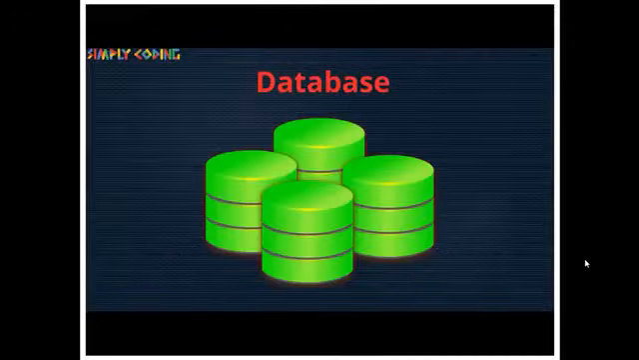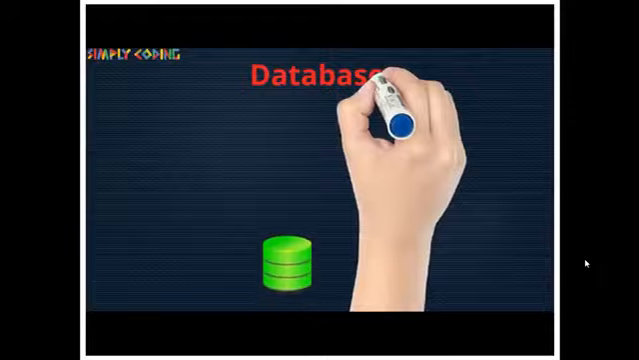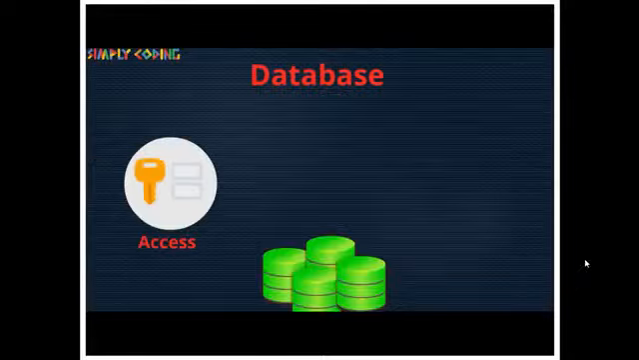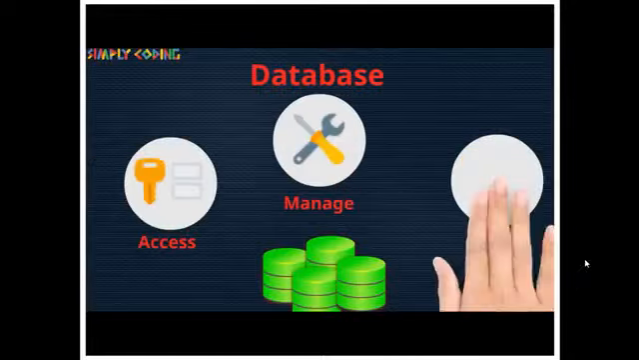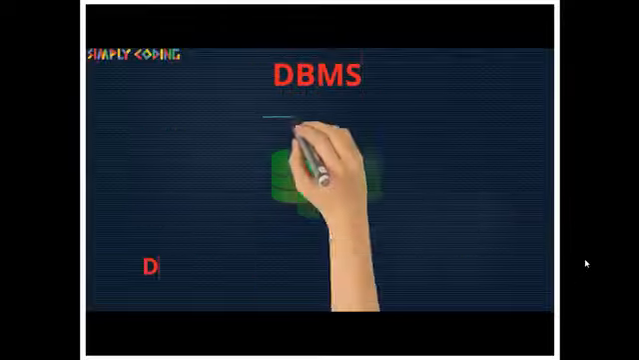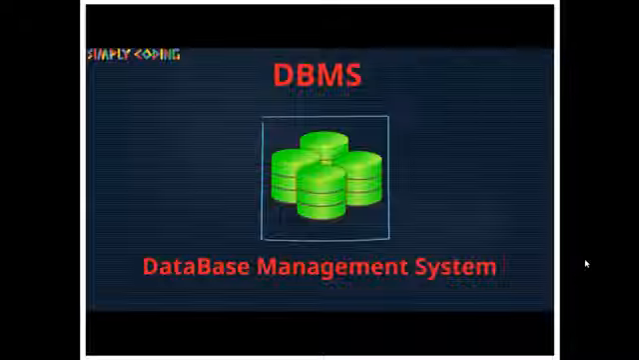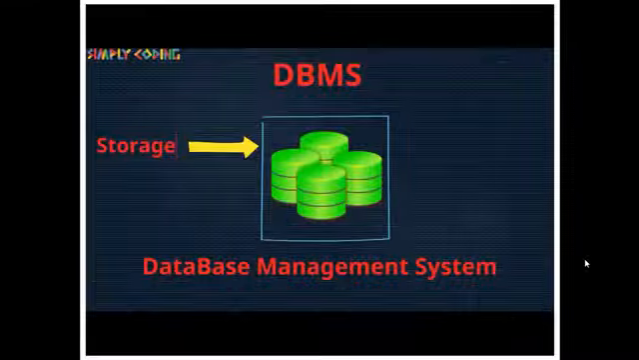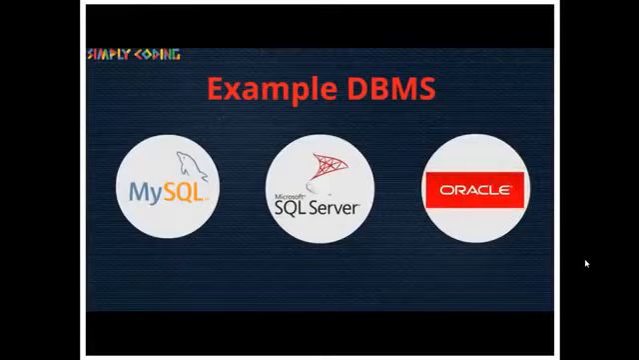etc. And a database is nothing but a collection of data or information that is organized in such a way that it can be easily accessed, managed, and updated. And DBMS, or Database Management System, is a software that handles the storage, retrieval and updation of data in a computer system. Some popular DBMS are MySQL, SQL Server, Oracle, etc. Wait, what? Okay, let's understand each of them one by one.